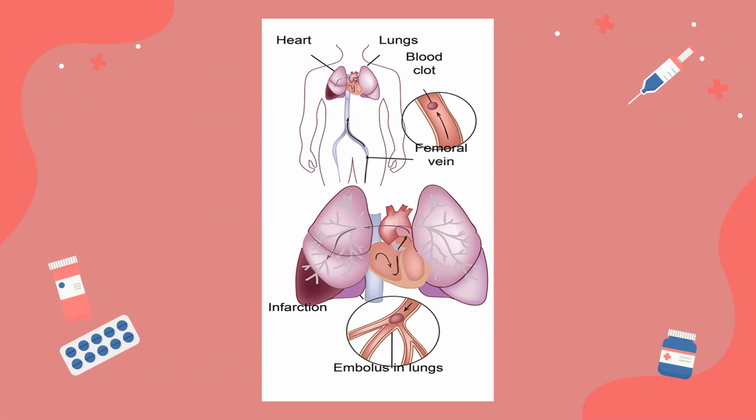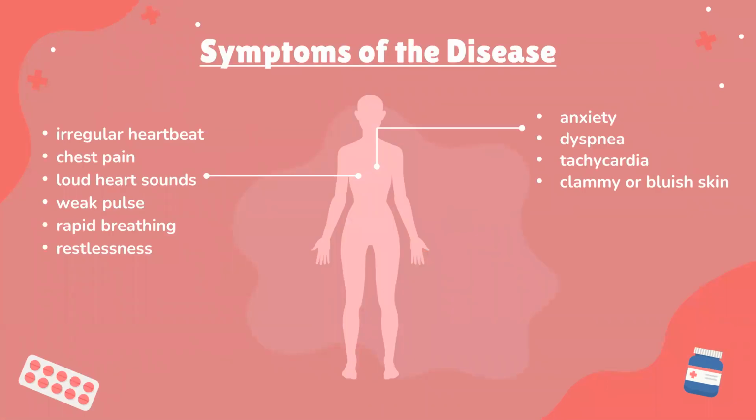Now, what are the signs and symptoms of this disease? How can we tell that a person is suffering from pulmonary embolism? The person might have irregular heartbeat and loud heart sounds. Since the heartbeat is irregular and erratic, there must be breathing issues, restlessness, shortness of breath, tachycardia. Anxiety might arise, and the pulse might be weak. It might also manifest itself as symptoms on the skin, like bluish skin, etc.